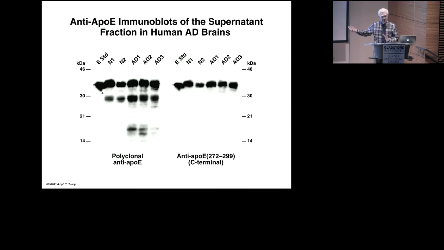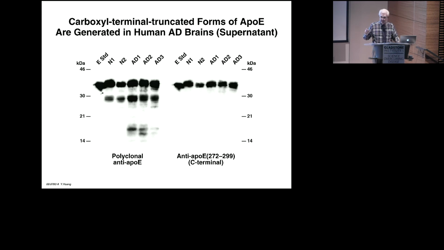Now, if you're not used to looking at immunoblots, and if I don't do a good job in explaining this slide, then the next most important thing is you may have to rely upon the title. And the title is: Carboxy-terminal truncated forms of ApoE are generated in the Alzheimer's brain.